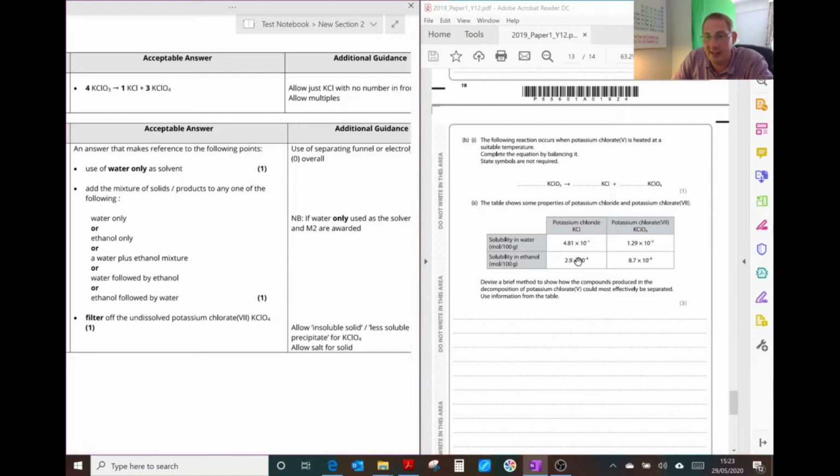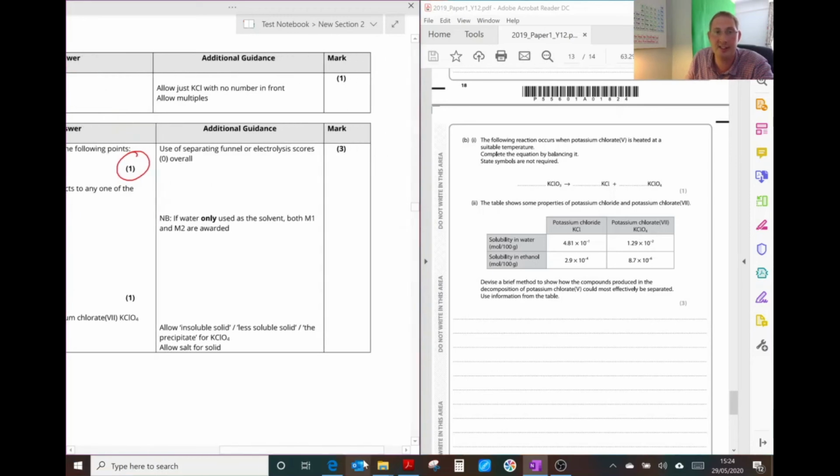They wanted you to realise that actually they're both so insoluble in ethanol, there's no point using ethanol as the solvent. So the first mark was for realising that you just want to use water as the solvent. You basically add the products to water, and then you filter the undissolved potassium chlorate. So the potassium chloride should dissolve.